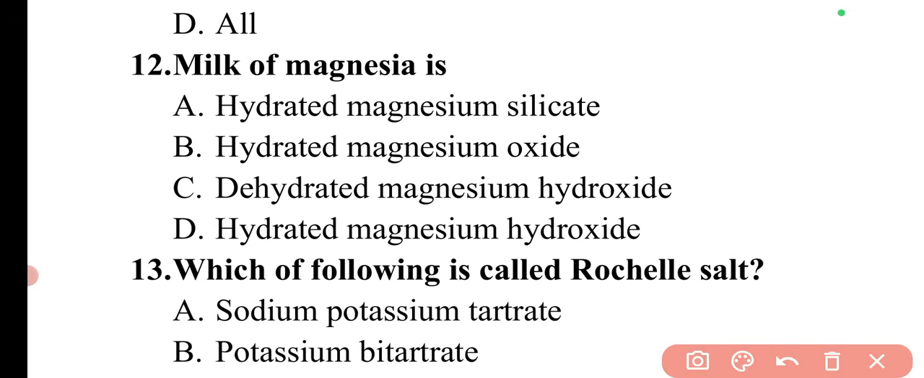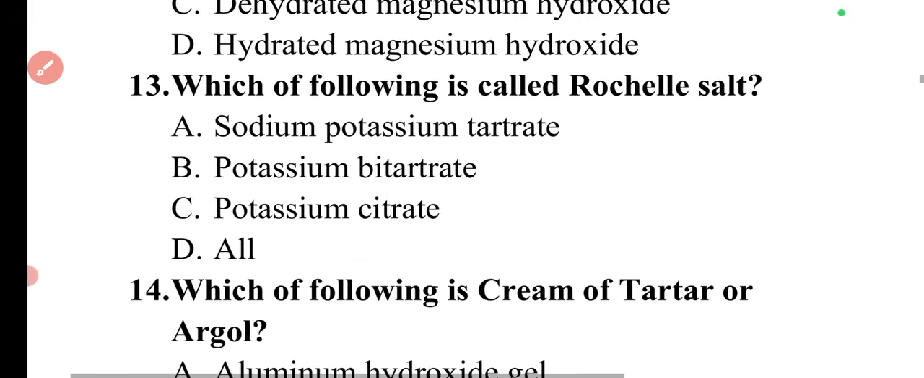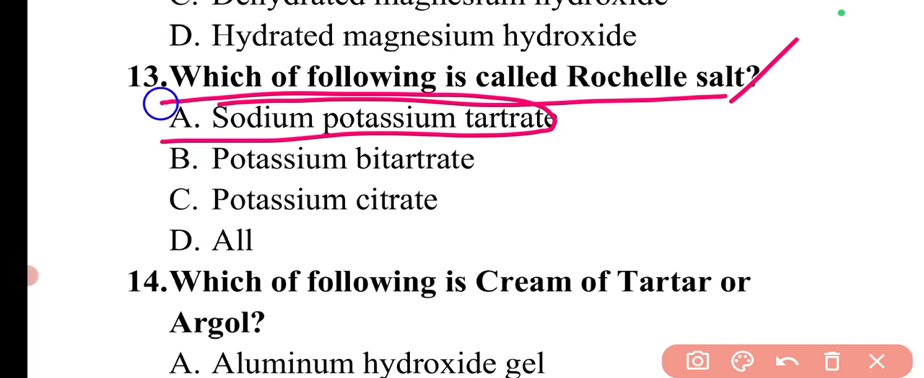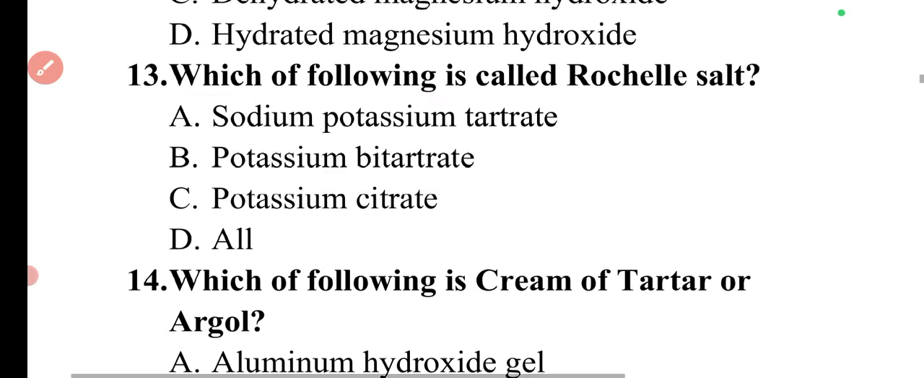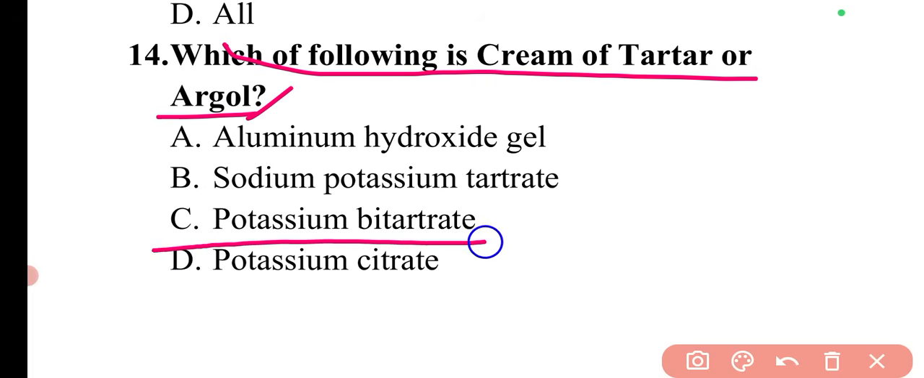Next question is, milk of magnesia is. Milk of magnesia is hydrated magnesium hydroxide. So here option D is correct. Next question is, which of the following is called Rochelle salt? Rochelle salt is sodium potassium tartrate. So here option A will be the correct answer. Next question is, which of the following is cream of tartar or argol? Cream of tartar or argol is simply potassium bitartrate. So here option C is correct.